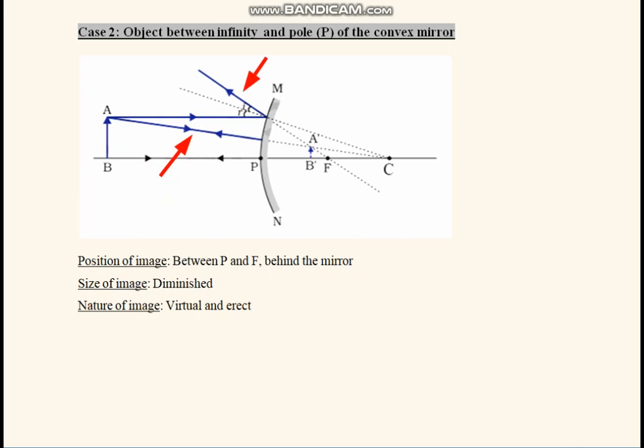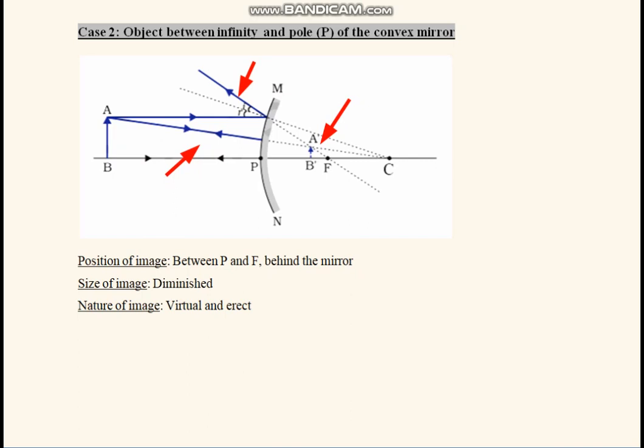So, these are the two reflected rays from the convex mirror. Now, as you can see that the two reflected rays in this case are diverging, that is they will never meet, but if we try to plot them backward, we will see that they appear to be coming from a point A dash. So here A dash is the virtual image of point A and A dash B dash is the virtual image of object AB.